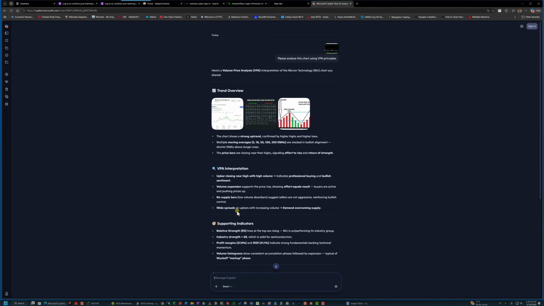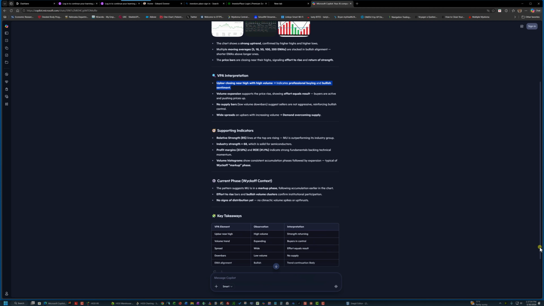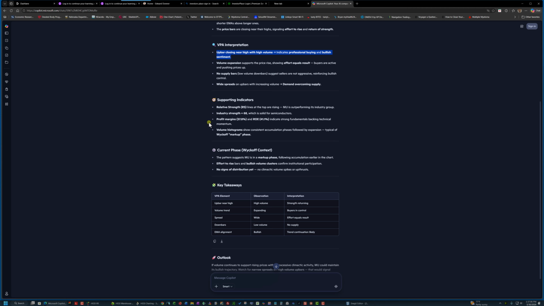Wide spreads on up bars with increasing volume demand, overcoming supply. And let's see what it says here about the supporting indicators. Relative strength lines are at the top. Rising, MU outperforming its industry group. Industry strength is 68. Profit margins and ROE indicate strong fundamentals.